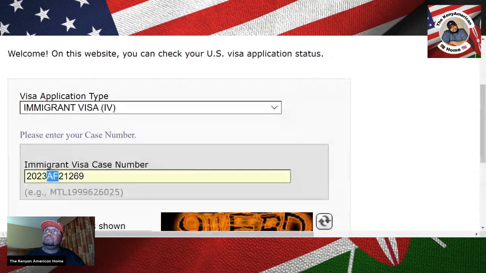If it's AS, it's Asia. If it's EU, it's Europe. But I'm really mostly focusing on Africa. Okay, so those are the two kinds of refusals that you can get.